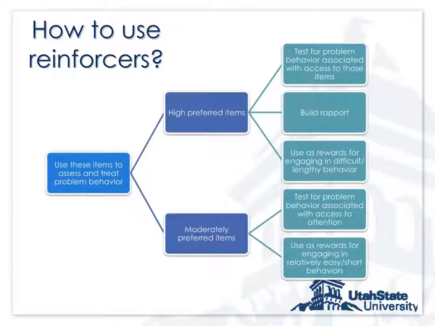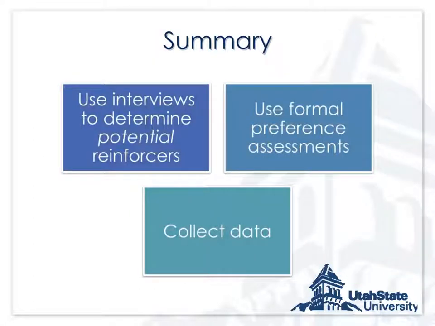You can use moderately preferred items in functional behavior assessments to test for problem behavior maintained by attention, or in interventions as rewards for engaging in easy or short duration behaviors. To summarize, stimulus preference assessments are a useful and necessary step when assessing and treating problem behavior. It is recommended that you use interviews initially to determine potential reinforcers that can be assessed with a more formal preference assessment process. Be sure to collect data during each assessment to calculate rank for each of these items.